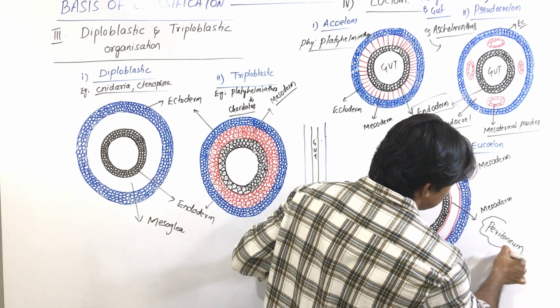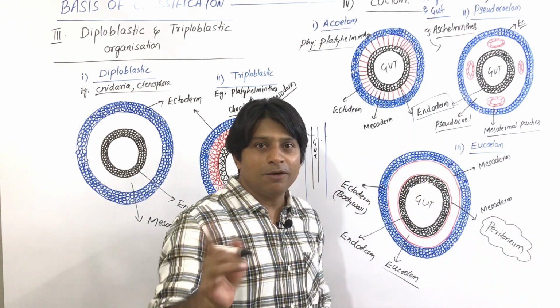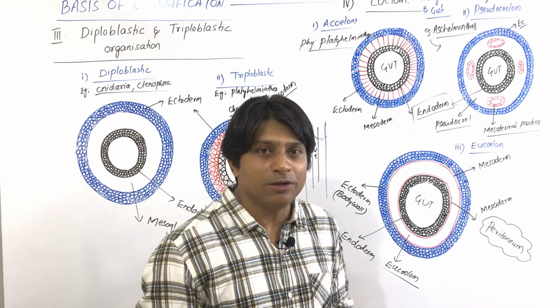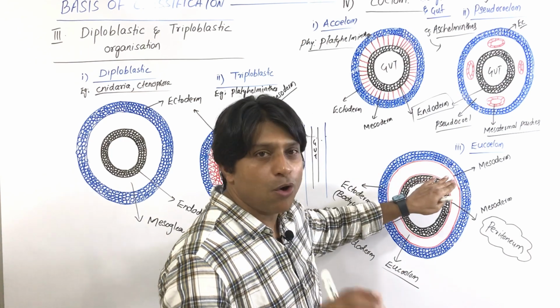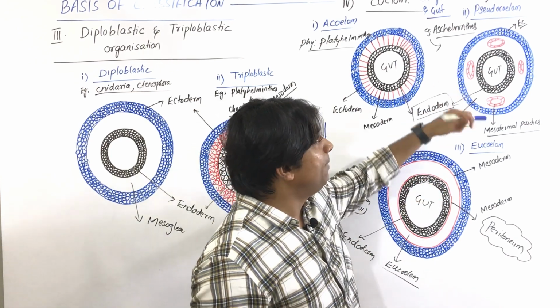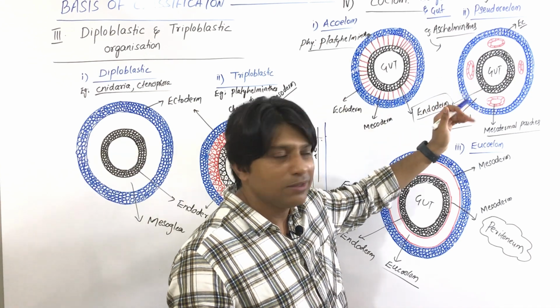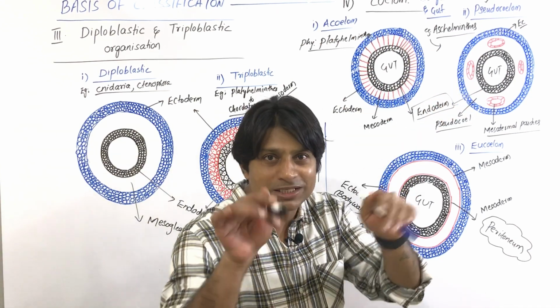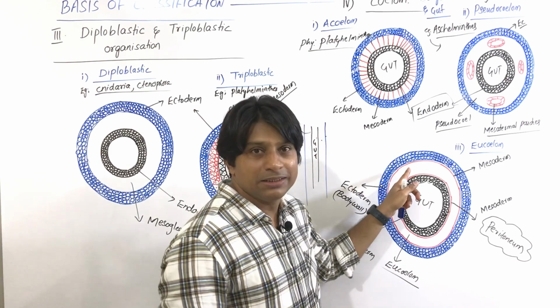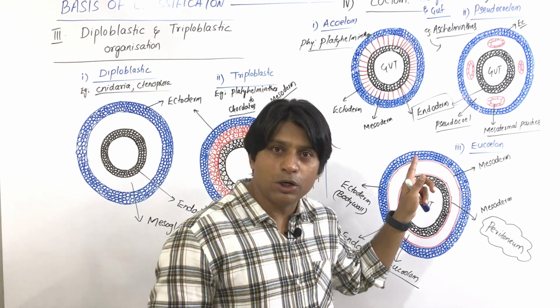This is peritoneum. Mesoderm lining the coelom on both sides is called peritoneum. Such a coelom is called true coelom. Now just come back to this pseudocoelom. Is there any mesoderm covering on both sides? No. So it's a pseudocoelom. It's a false cavity.